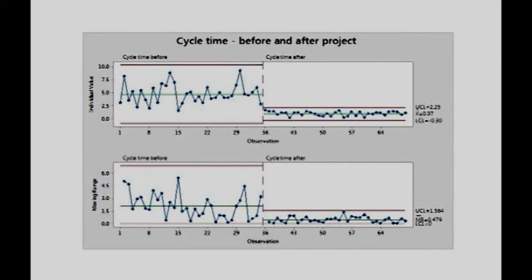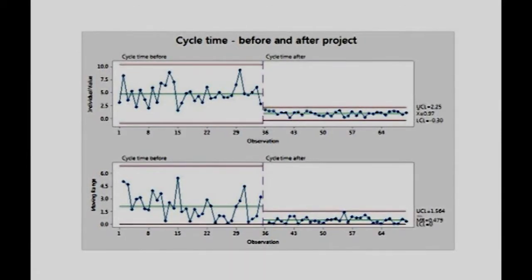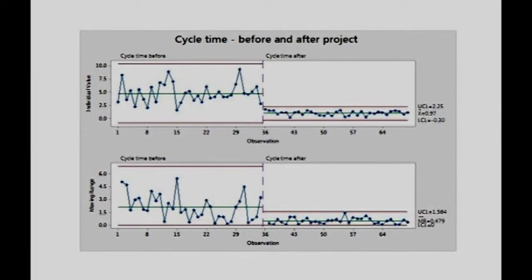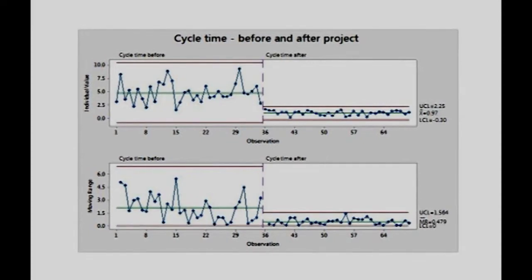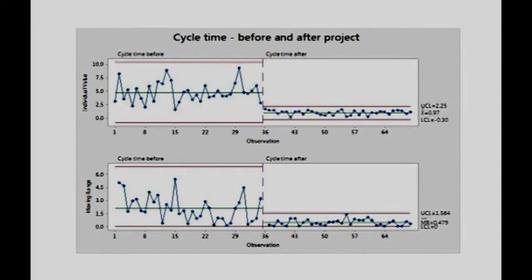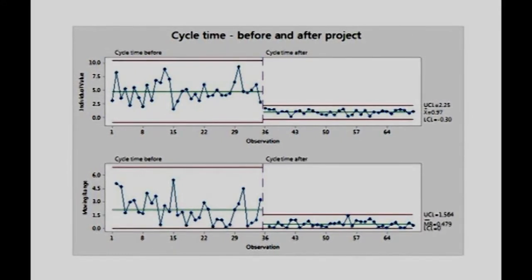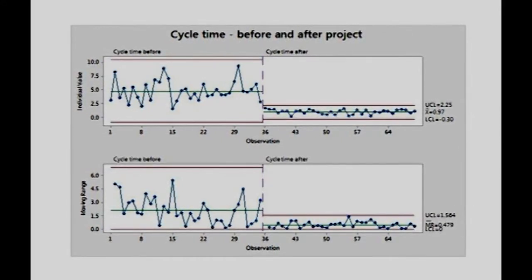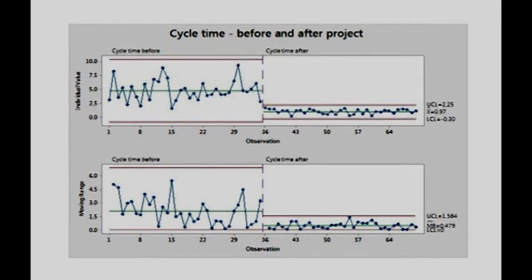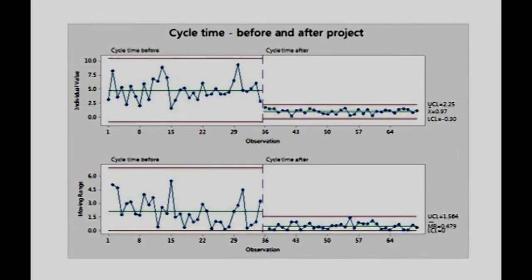In this continuous data with subgroup size 1, we use an IMR chart. These charts can also be used to compare the before and after state of the project metrics. So the chart on the top left is cycle time before improvements, and the chart on the top right is cycle time after the improvements. The chart below includes the individual moving range also.